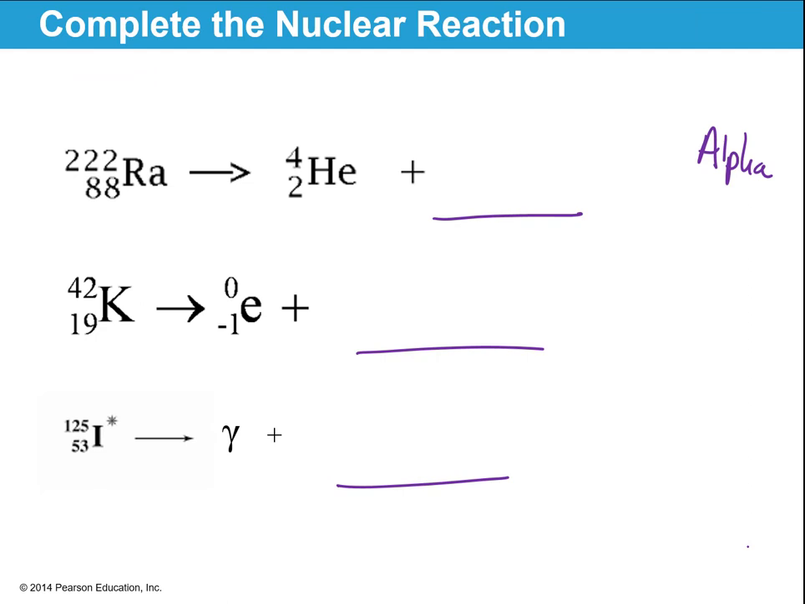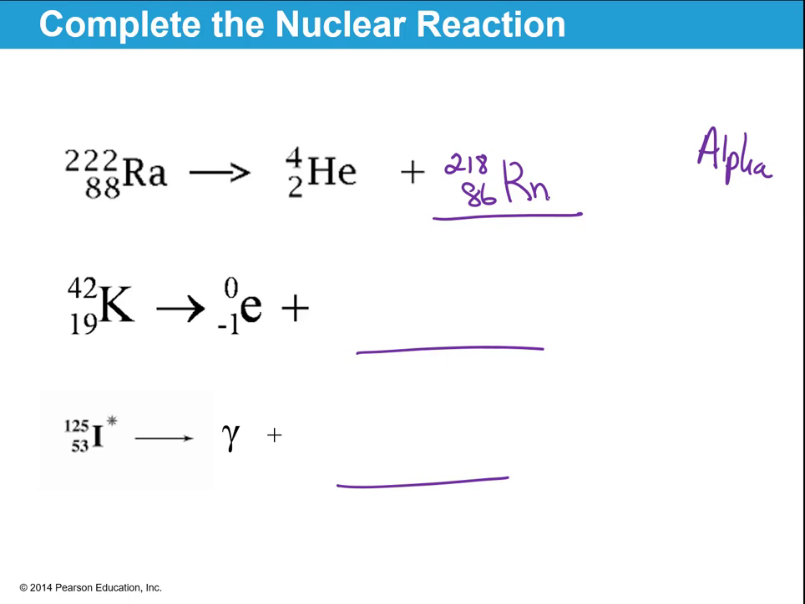Okay, so in this first one, what's the new mass? 218, right? So you would just take 222 and subtract 4, so it'd be 218. The new atomic number is 86. So what would be the new element? 86 is Rn, not one that you would have to know, but this is radon.